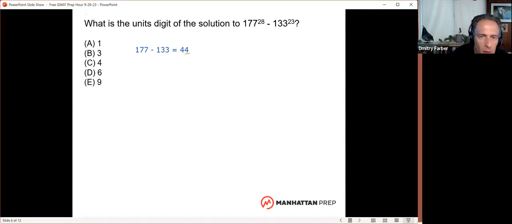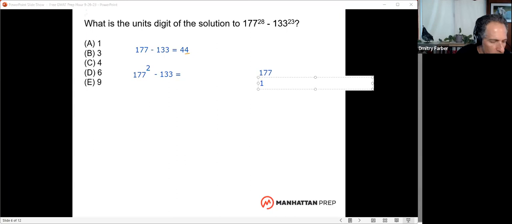What happens if I square 177 now, right? What if I raise it to a power? And again, I can't do the actual powers, but what if I do that? 177 squared minus 133. Well, I don't know what 177 squared is, but I'm only asked about the units digit. What will the units digit be? It'll be 9, because when I do 7 times 7, that's 49.